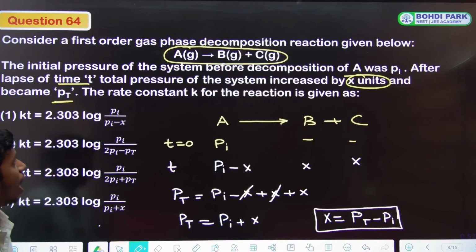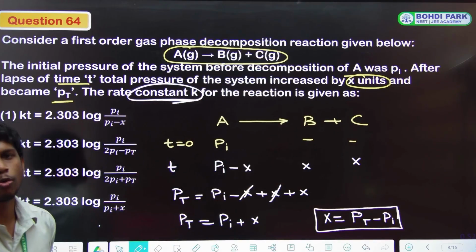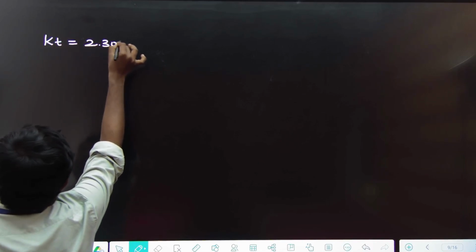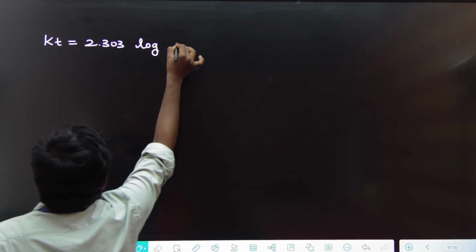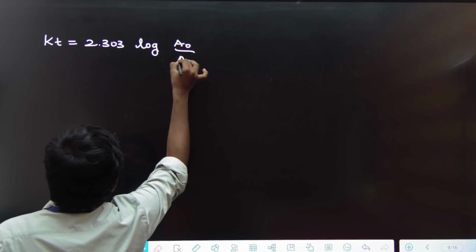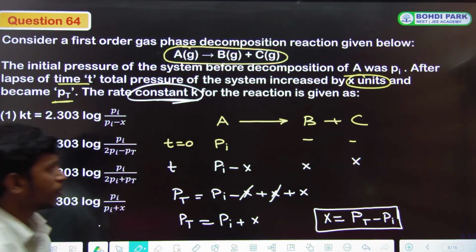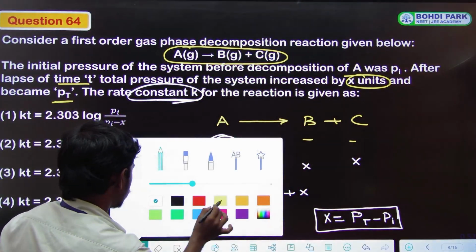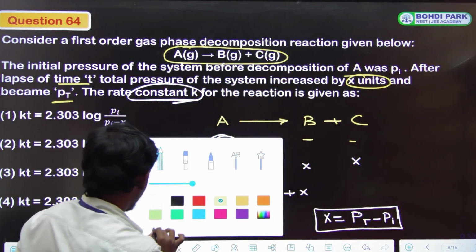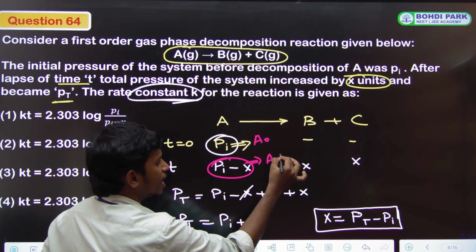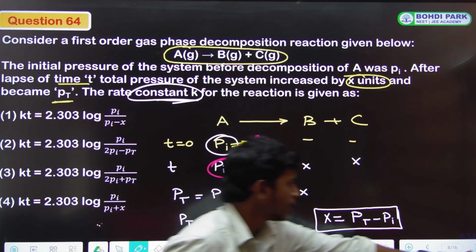இப்போ என்ன கேக்குறாங்க என்கிட்ட? I was asked with rate constant K. K ஓட வேல்யூ கேக்குறாங்க. வழக்கமா இது first order reaction நம்ம consider பண்ணோம் அப்படின்னா what is the formula for rate of reaction? kt is equal to 2.303 log of A naught divided by A. Concentration of A naught by A. But இங்க concentration கொடுக்கல. இங்க என்ன கொடுத்திருக்காங்க? Pressure கொடுத்திருக்காங்க. This is the pressure, initial pressure. So it is equivalent to P naught. இது A naught க்கு equal. Okay, அந்த PI minus X ங்கிறது A at time T க்கு equal. So I am just substituting that equation.